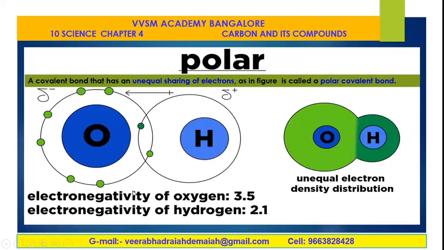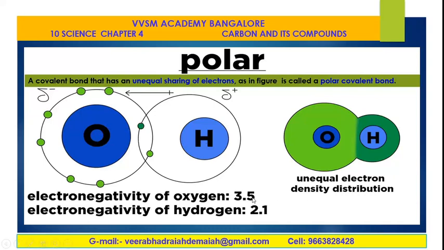Electronegativity of oxygen. A covalent bond that has an unequal sharing of electrons, as in the figure, is called a polar covalent bond. See, unequal sharing of electrons. Here, you see, this is hydrogen. Hydrogen is a different atom. Oxygen is a different atom. And hence unequal sharing between oxygen and hydrogen leads to the formation of a polar covalent bond.